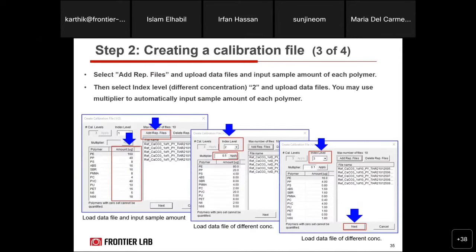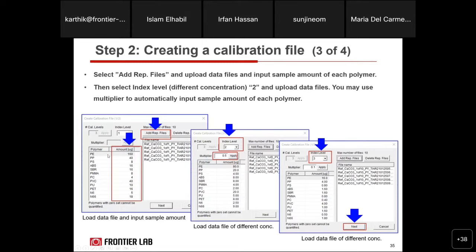For creating the calibration graph, we recommend having at least three replicates. For calibration level, you put 3, and for index level 1, you just put the concentration for the first one. For the second and third, it can do the automatic calculation. That means the first one is 4 milligrams, so for the second one it is 2 milligrams. So 2 divided by 4 is 0.5. If you put 0.5, then the concentrations are automatically calculated for the second point, and similarly for the third point.